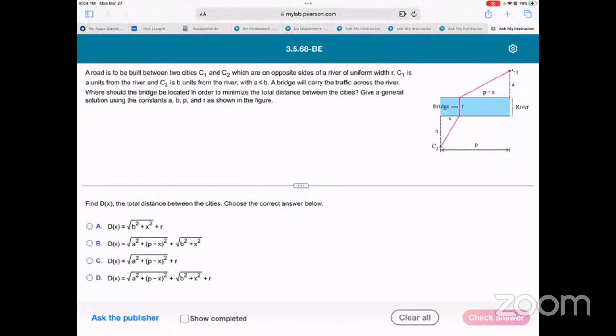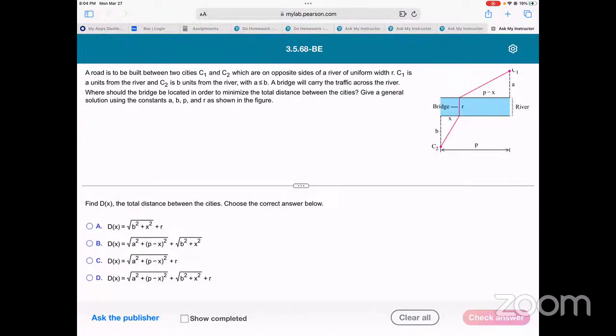Okay, so our distance formula, right? We're trying to go from C1 to C2, the first city to the second city. They're using basically right triangles. It looks like they filled everything in. We want to minimize that distance, so we need to find the hypotenuse from C1 to the water. We know the distance across the bridge is R. So for instance, the distance from C1 to the water is going to be the square root of (P minus X) squared plus A squared, right?